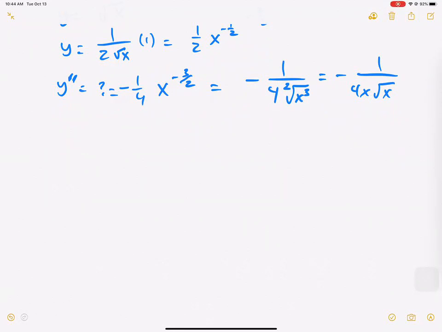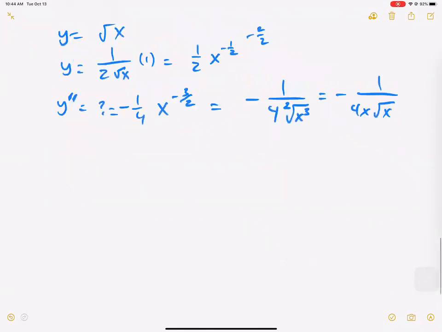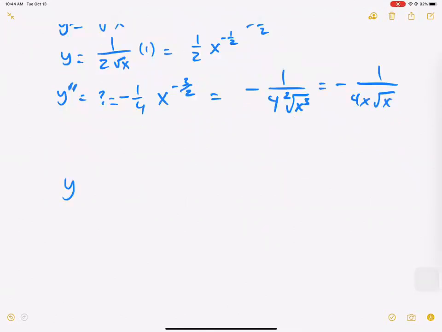Okay, let's look at some other tricky ones. What if y is equal to 1 over x to the fourth plus 1 over 3x cubed? If I want to find the second derivative.